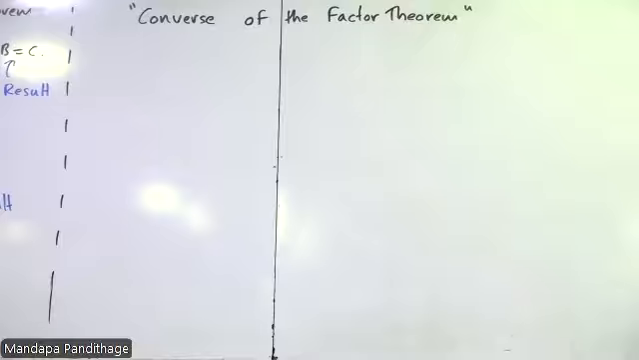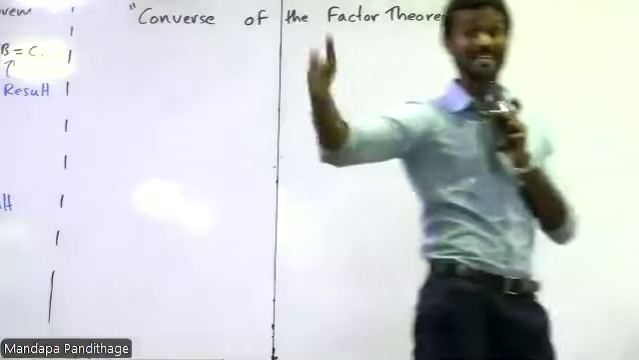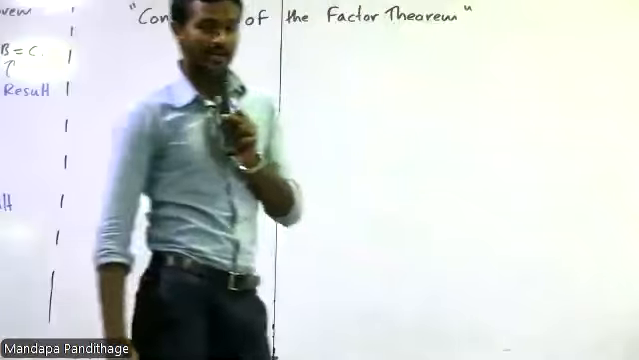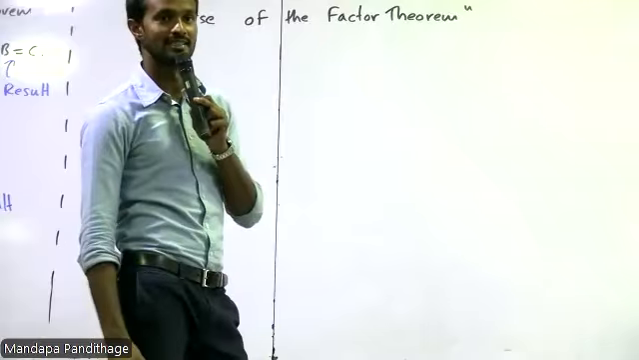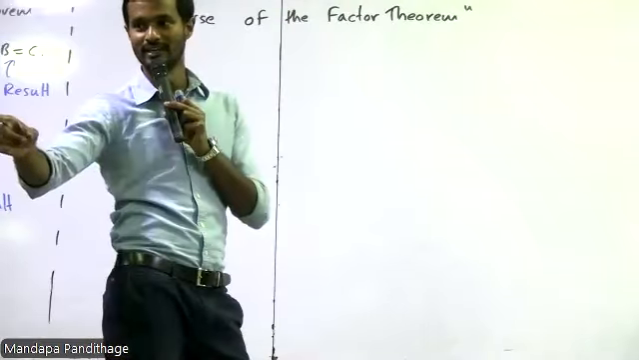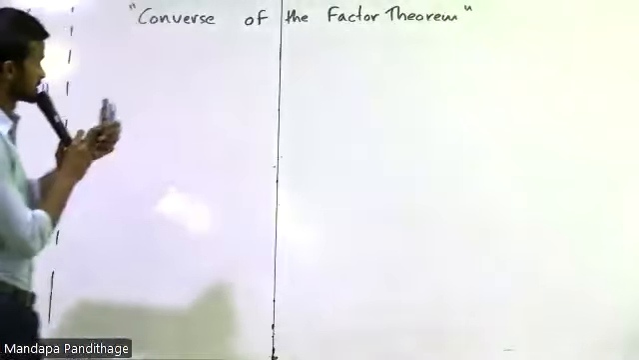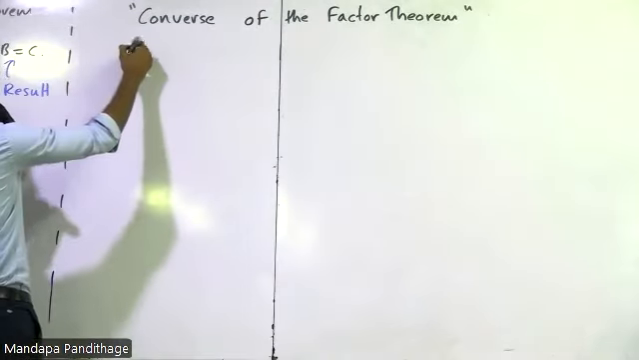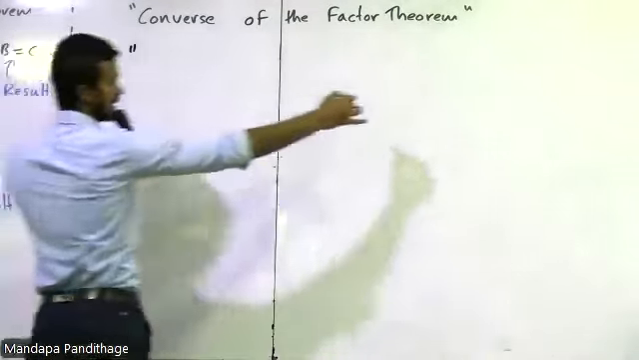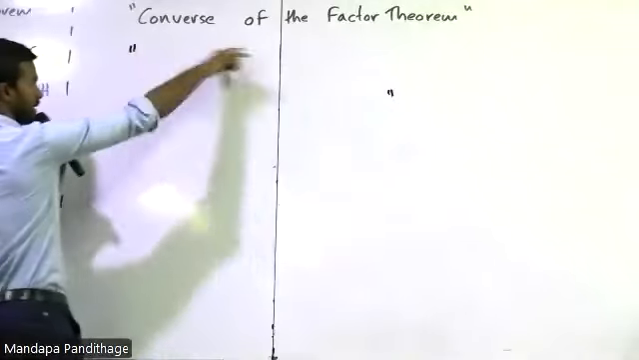Okay, if f of 3 is equal to 0, what can you say? X minus 3 is a factor. Clear? Okay, so then the converse of the factor theorem: write it in quoted commas, put the quotation marks and write this.